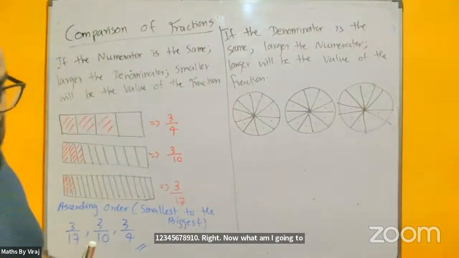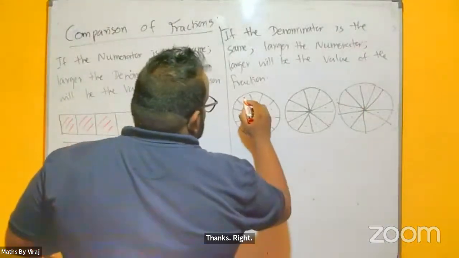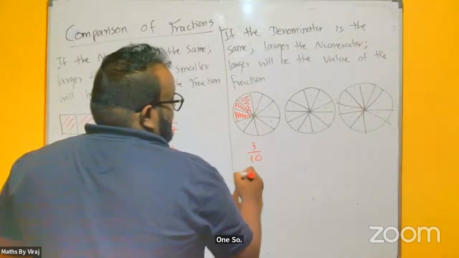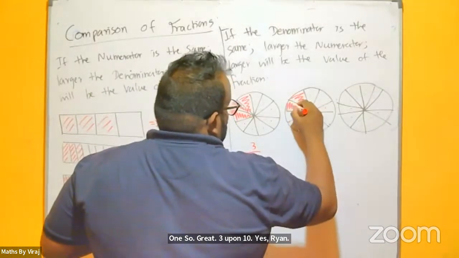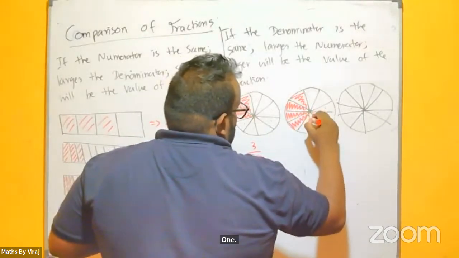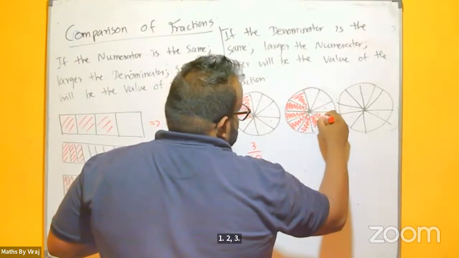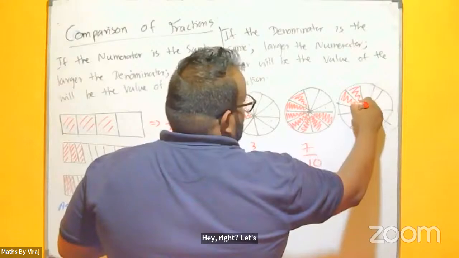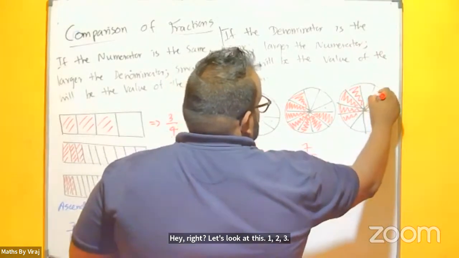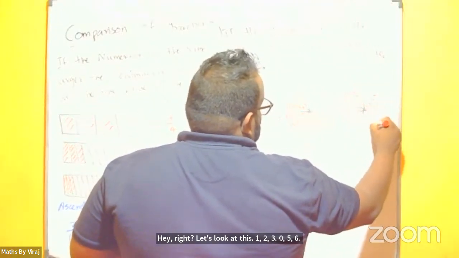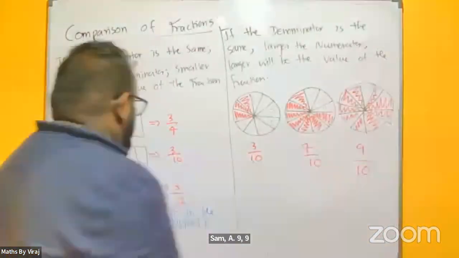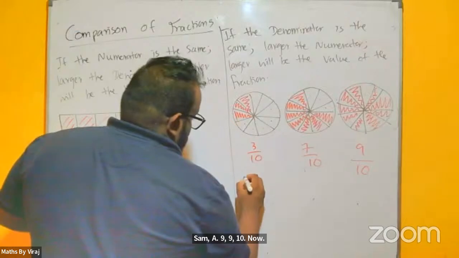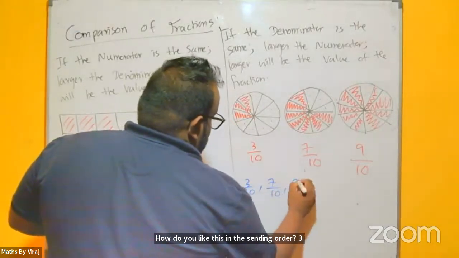I'm going to color this. Now 1, 2, 3. 3 upon 10. Then 1, 2, 3, 4, 5, 6, 7 upon 10. Then 9 over 10. Now, how do you write this in ascending order, Pute? 3 over 10, 7 over 10, and 9 over 10.